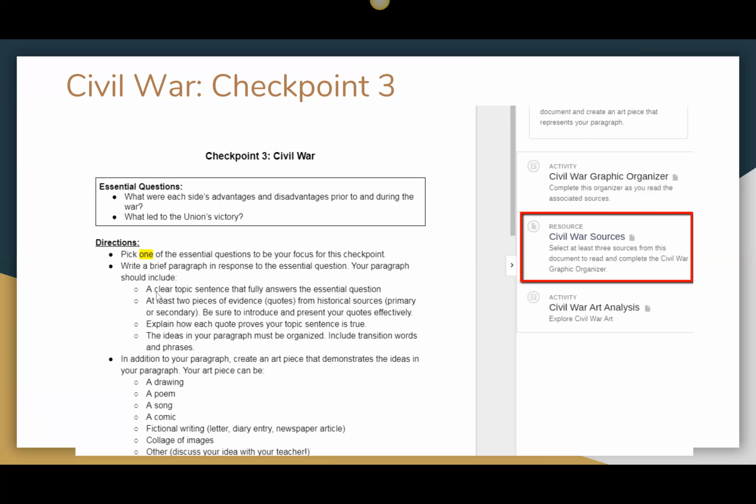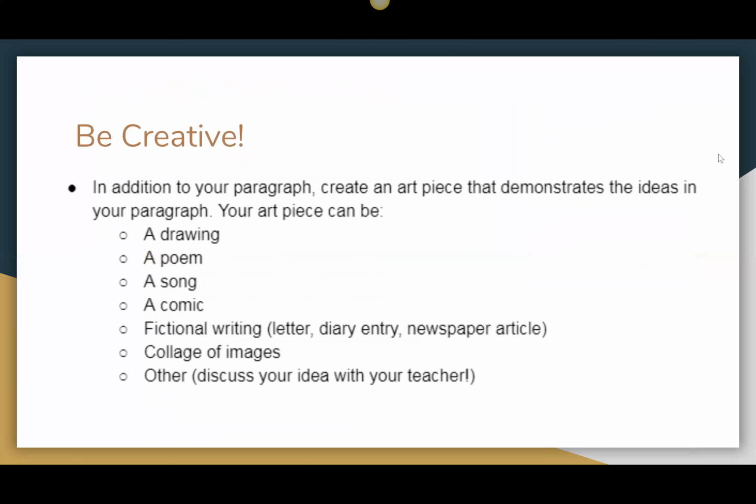So you want to make sure that you're having a topic sentence and at least 2 pieces of evidence from these documents. Make sure that you're also using more than one source. Anytime you're trying to build an argument and prove a point, you don't just want to rely solely on one piece of evidence or one source. You want to make sure that you have at least 2 sources. So 2 quotes from 2 different sources is your best way to go.